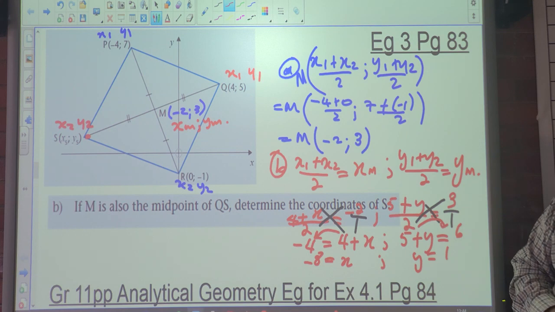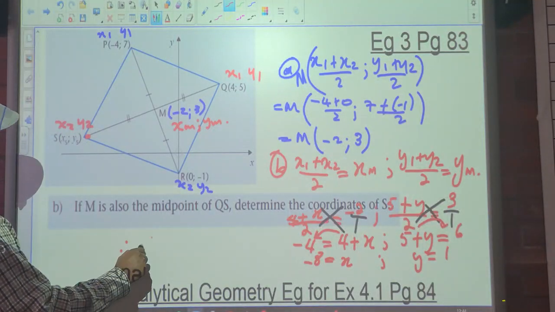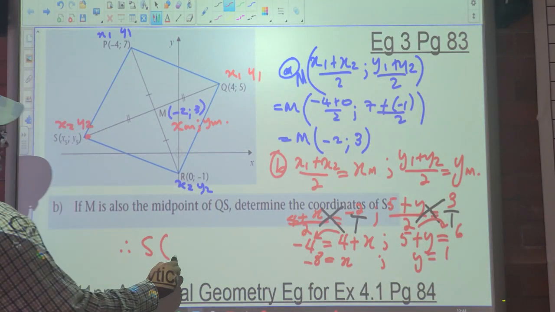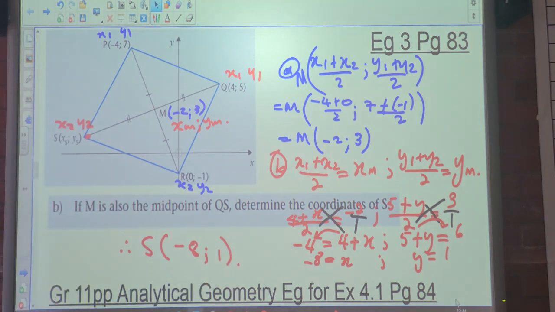But have we answered the question? What's the question? To give the coordinates of S. So therefore, what are the coordinates of S? Negative 8 and 1. Okay, so any confusion there, people?